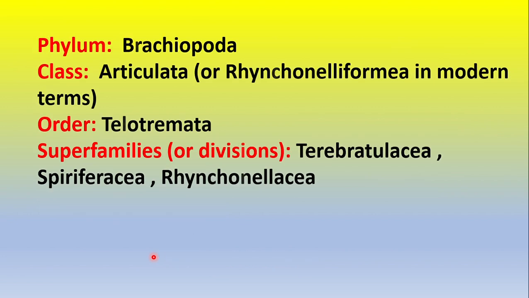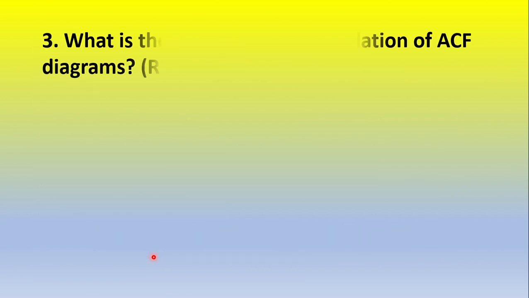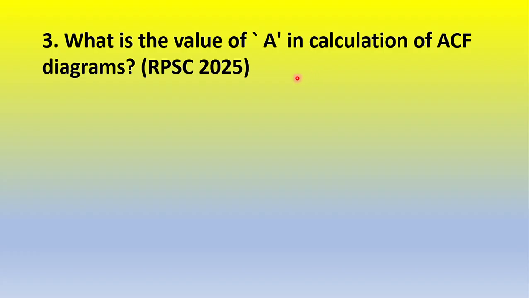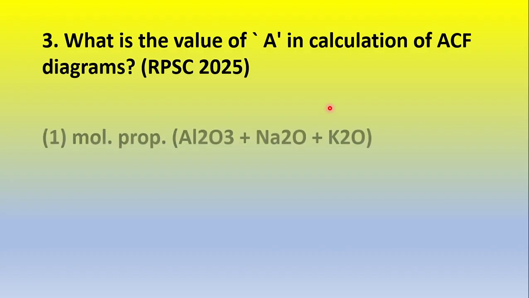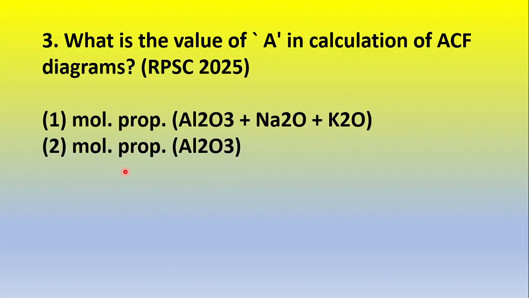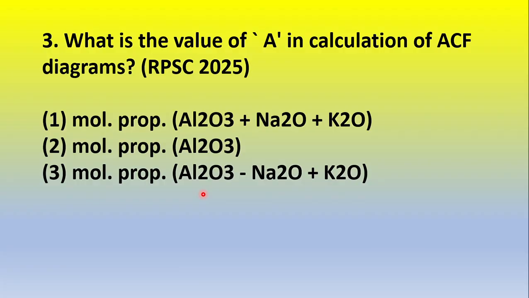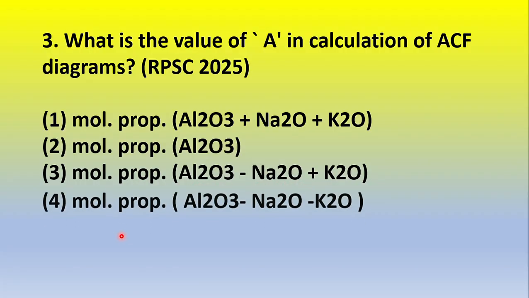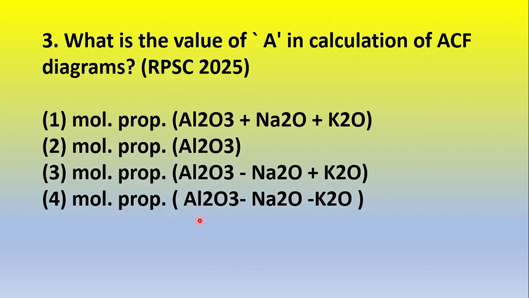Now next question. What is the value of A in calculation of the ACF diagram? First, mole proportion of Al2O3 plus Na2O plus K2O. Number 2, mole proportion of Al2O3. Number 3, mole proportion of Al2O3 minus Na2O plus K2O. Number 4, mole proportion of Al2O3 minus Na2O minus K2O.